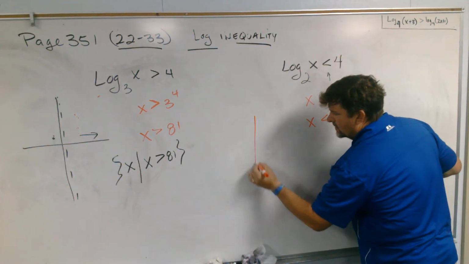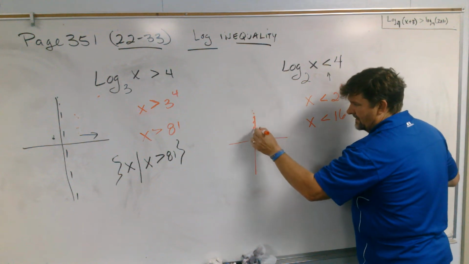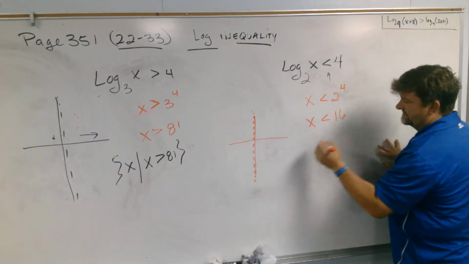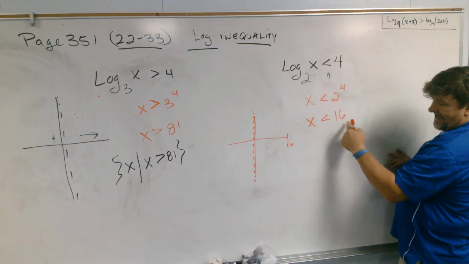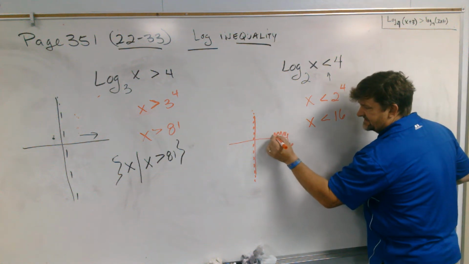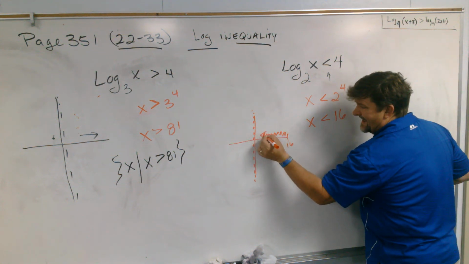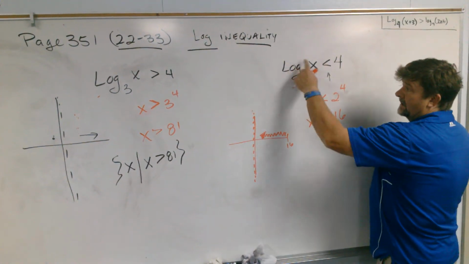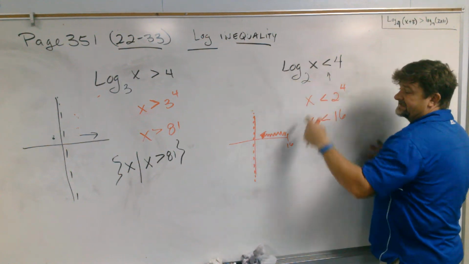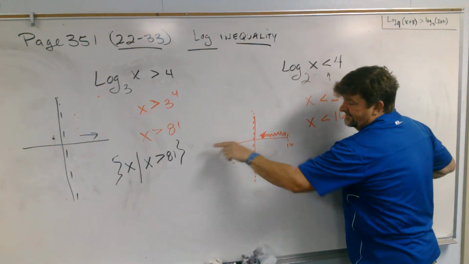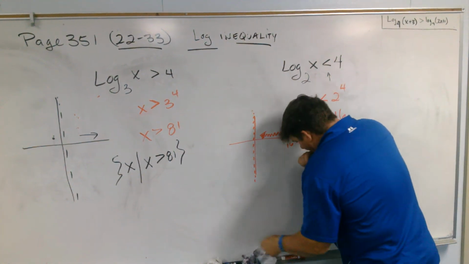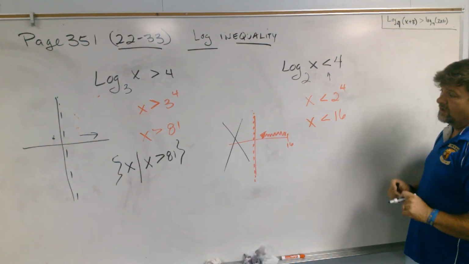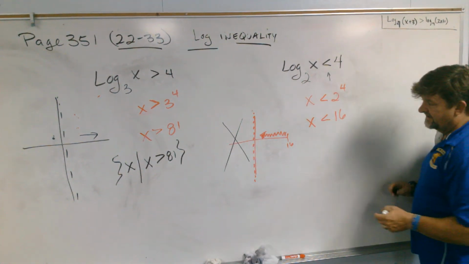But if I look at the graph of a logarithm, we know that this answer says everything's got to be less than 16. But by nature, in other words, the rules of logarithm, this log base 2 of X cannot go to the negative 0. So all of this is off limits. You can't go over there. So our answer looks a little different.